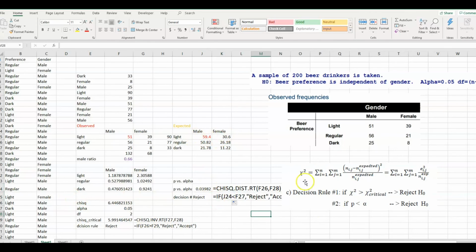Let me summarize this exercise. We have a data set with the preference, regular, light, dark, three different types of beer, and we have the gender. As the first step, we generate this 3 by 2 matrix. Then we calculate total male versus total female, and then the ratio. Our hypothesis is that beer preference is independent of gender. If they are independent of gender, it should depend only on this ratio.